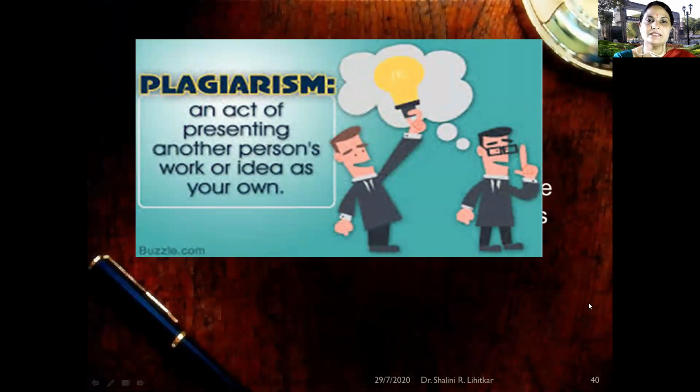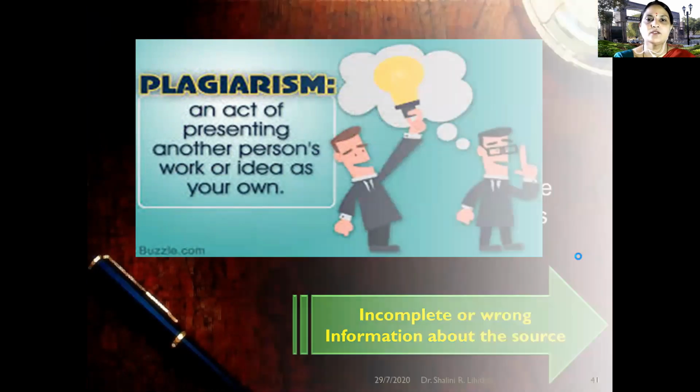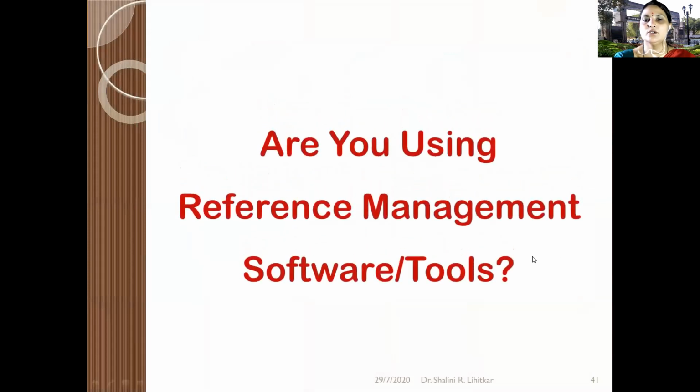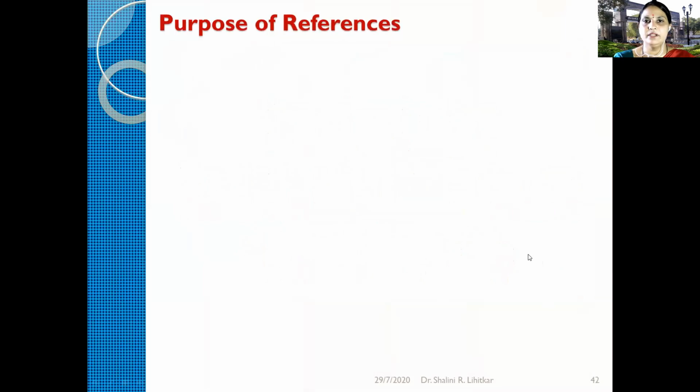Friends, plagiarism is nothing but the act of presenting another person's work or idea as your own. So even if you are providing incomplete or wrong information about the source, then you may also be caught in plagiarism. That is called reference plagiarism. So to avoid all this, are you using a reference management tool or any type of software? You have to decide it. So go for any type of software. It may be Mendeley, it may be Zotero.